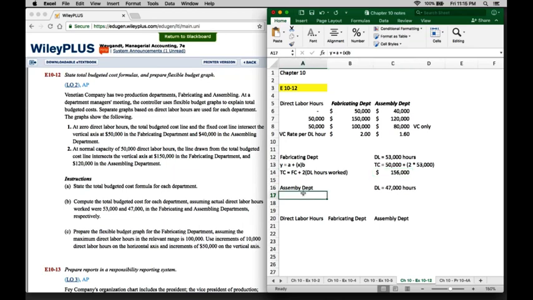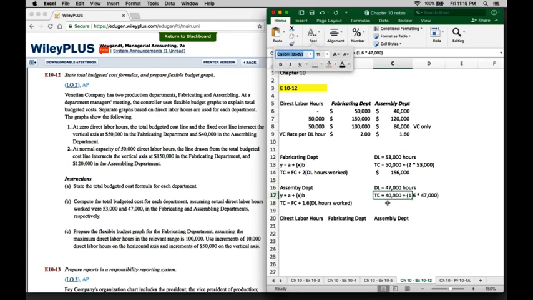For the assembling department, let's do the same in terms of a formula. The fixed cost is 40,000. The variable cost multiplier is 1.6. So the formula is total cost equals fixed cost plus 1.6 times the direct labor hours worked. If the hours worked is 47,000, plug the numbers into the formula, and what do we get? The cost is going to be 115,200.